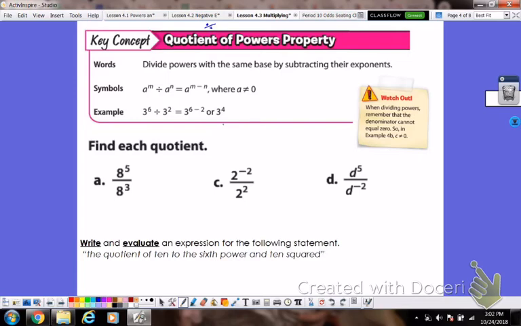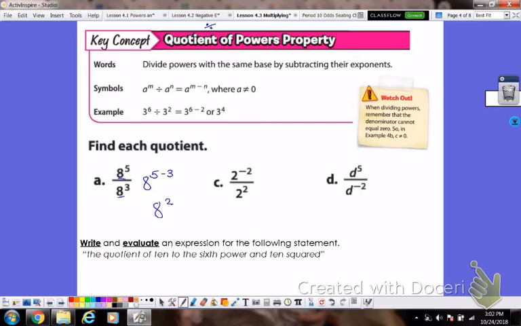Okay, so find the quotient. 8 to the 5th over 8 to the 3rd. Like bases, must have like bases. So we could rewrite it to start off with as 8 to the 5 minus 3. 5 minus 3 gives us 8 squared.